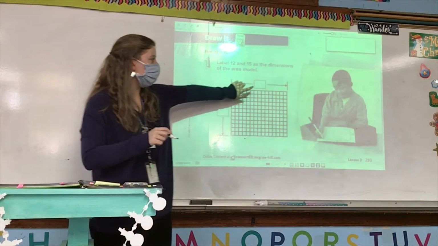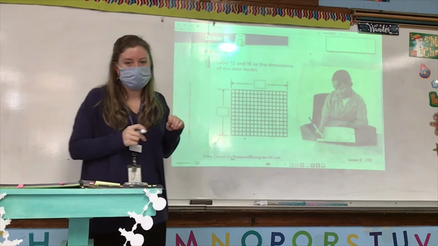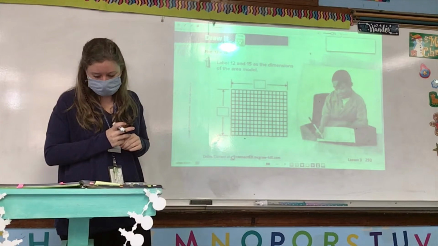So yes, to figure out what number goes on the top, we have to count the columns. Zari, how many columns are there?